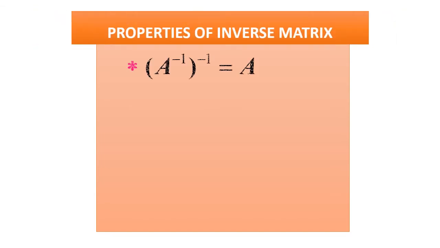Here are 5 properties of inverse matrix. First, the inverse of A inverse is equal to A. Means that matrix A, the inverse of matrix A, then inverse of A inverse, we will get the original matrix A.